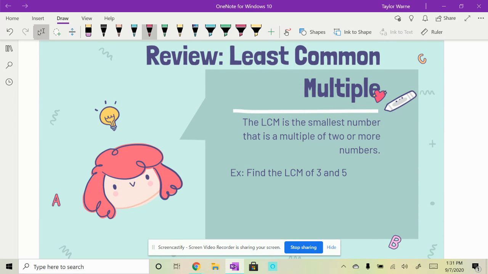Now let's review our least common multiple. This is commonly referred to as the LCM. Our LCM is the smallest number that is a multiple of 2 or more numbers. So let's do an example with the numbers 3 and 5. So let's list our multiples of 3.